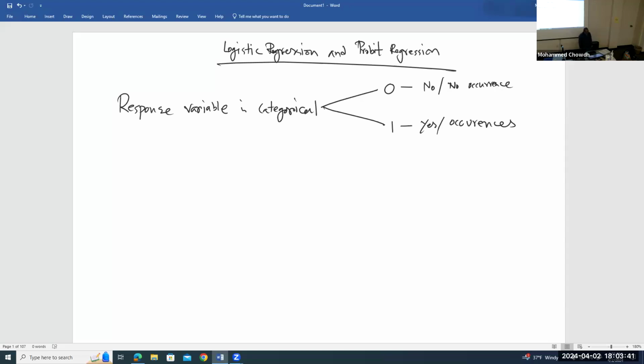Now I have to give you some background. Why is logistic regression needed? Why is simple and multiple regression not allowed? In simple and multiple regression, which you learned in last classes, our response variable y is continuous. But in logistic regression, our response variable is categorical, 0 and 1. So logistic regression is similar to linear regression, except that it has a categorical response.